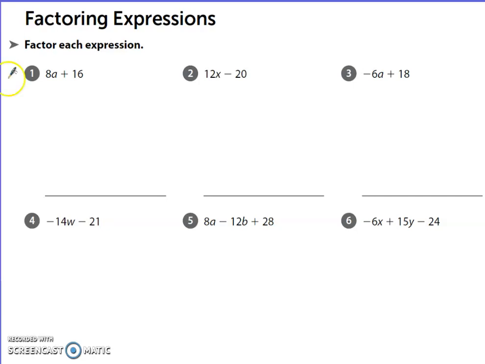Factor each expression. Well, the word factor, I know you know from 6th grade. We want to look for the greatest common factor between 8 and 16, and we're going to divide it out. The greatest common factor between 8 and 16 is 8. I can take that 8 out of our expression and multiply, or divide it out. So if I divide 8a by 8, I'm going to have a. And if I divide 8 out of 16, I'm going to have positive 2. And I'm going to go ahead and put parentheses and say I took an 8 out of this.